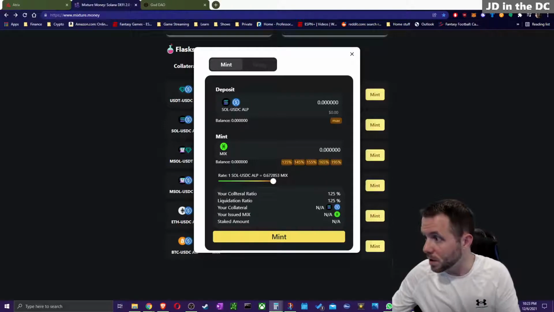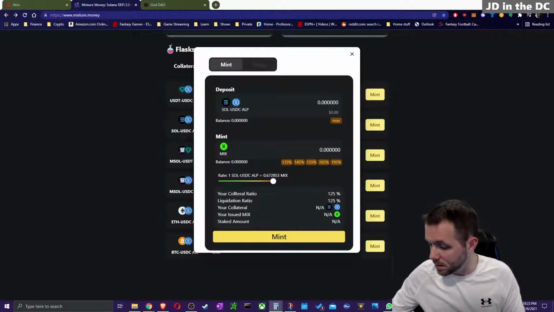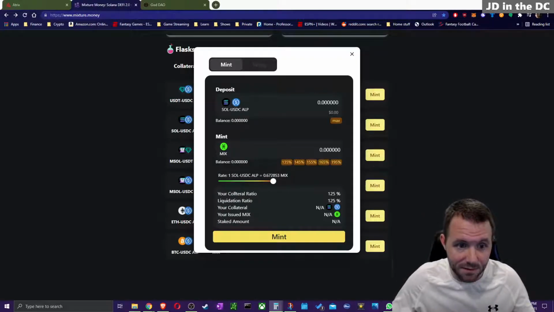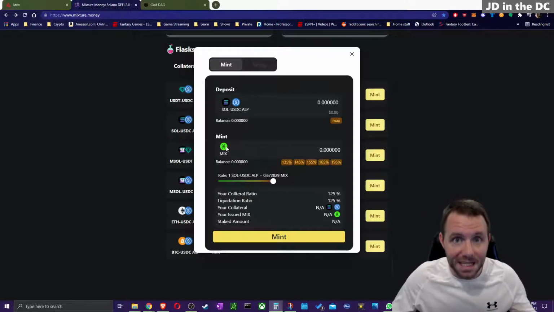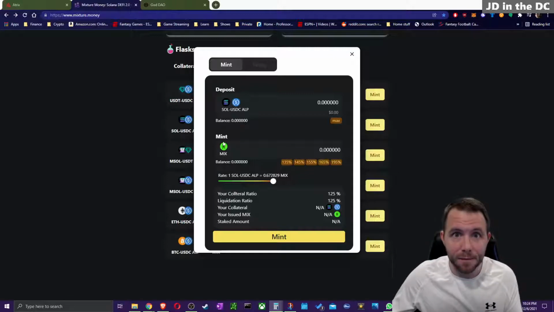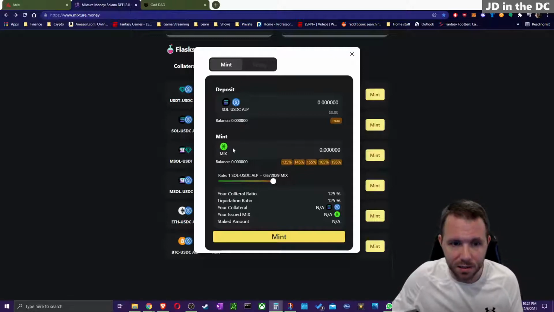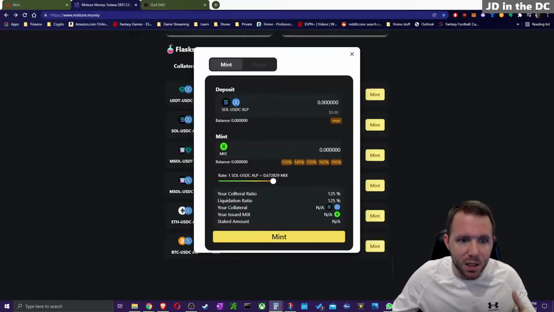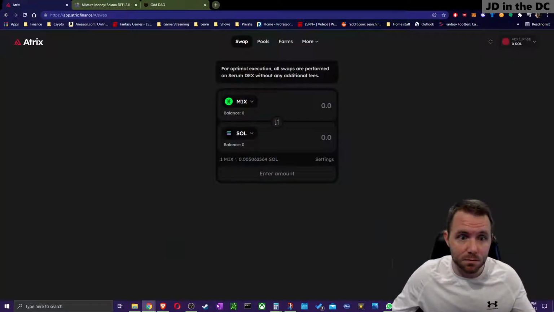Just doing some quick math here. I guess I should have probably done this beforehand. So I could mint $1,500 max. I wouldn't do that because that puts me so close to getting liquidated. But I could technically borrow up to that much. I could mint that much.